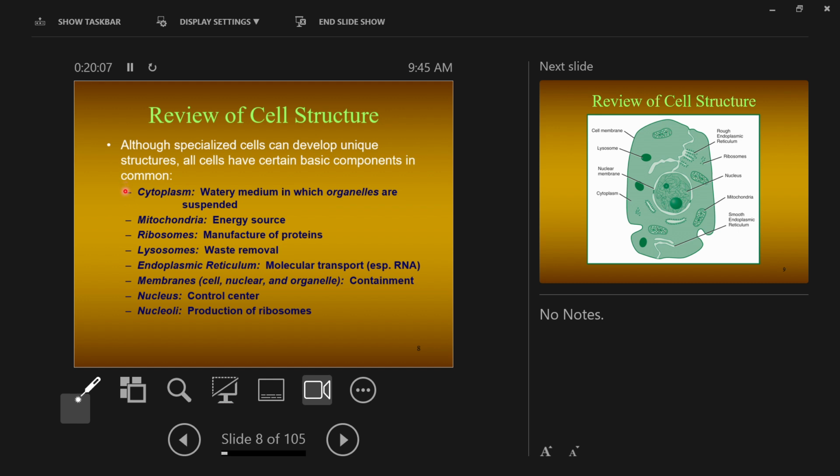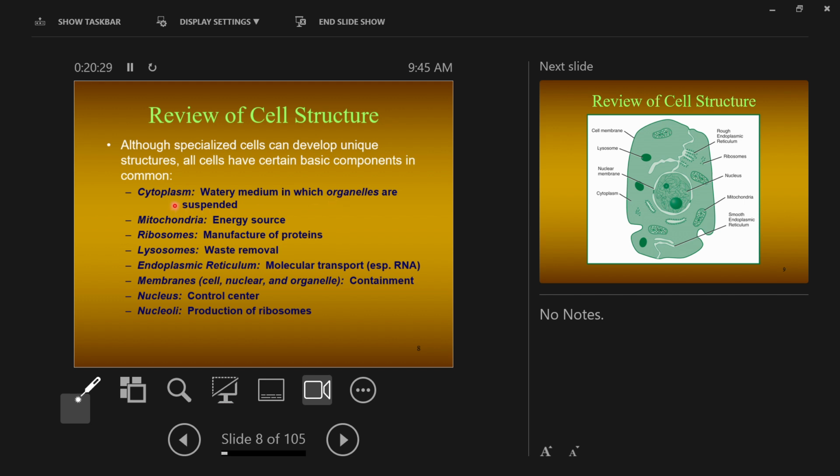Anyways, on average, cells have cytoplasm. Okay, this is the watery medium in which the organelles sit. Like your body has organs, right? Heart and lungs and stuff like that. Cells have organelles, little organs. Okay, little functional pieces.